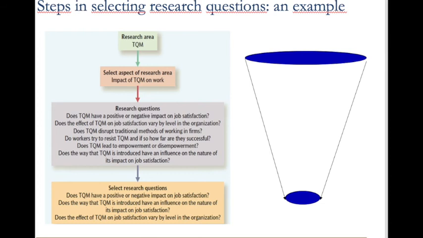Does the effect of TQM on job satisfaction vary by level in the organization, from the workers to the employees or to the managers? Does TQM disrupt traditional methods of working in firms? Do workers try to resist total quality management, and if so, how are they successful? Does total quality management lead to empowerment or disempowerment? And finally, you will select one or several sub-research questions. For example, does total quality management have a positive or negative impact on job satisfaction? And does the effect of total quality management on job satisfaction vary by level in the organization? And so this is one example of the funnel technique. So you come from an overall research area to different aspects and a bundle of research questions from which you select one or two research questions for your final research.